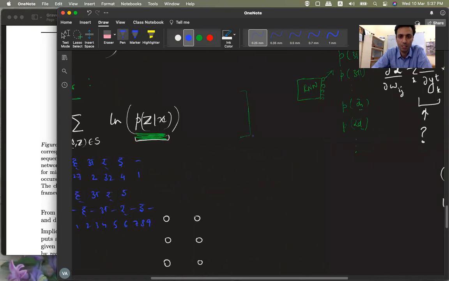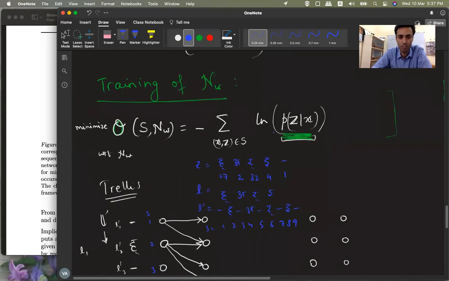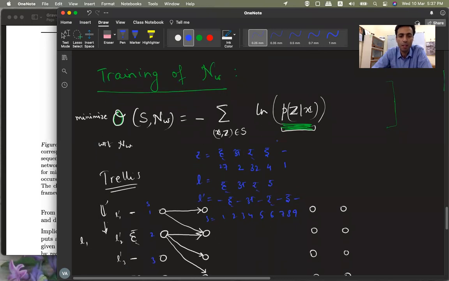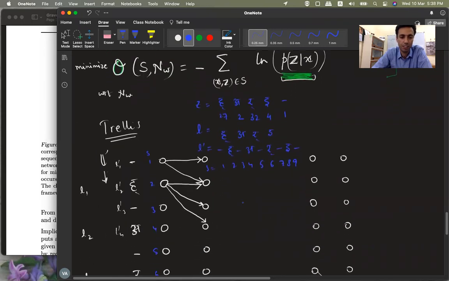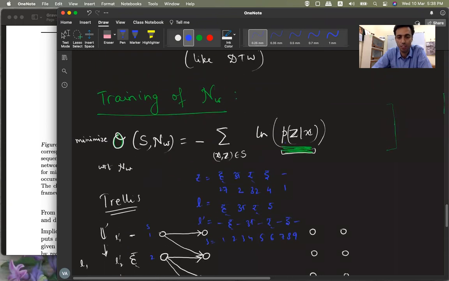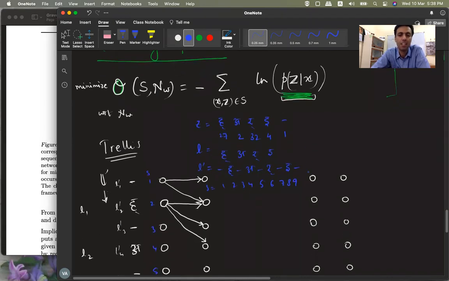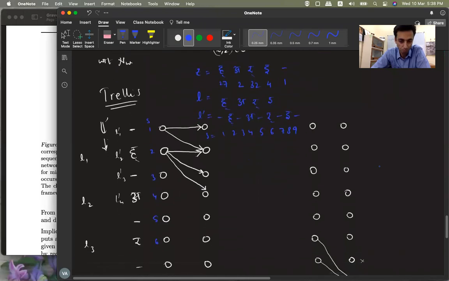Okay, now let us look at this loss function. Let's come back to our loss function. What is P of Z given X? Very important. I want to differentiate this term with respect to my ykt, the output of the network. So what is P of Z given X in terms of ykt? That is what I have to compute. Now, because of the mapping Z, this looks non-differentiable, but with the help of the trellis, we can make it differentiable. Let's see how.